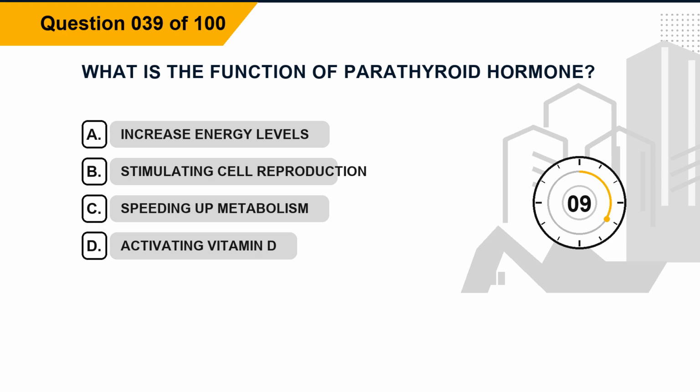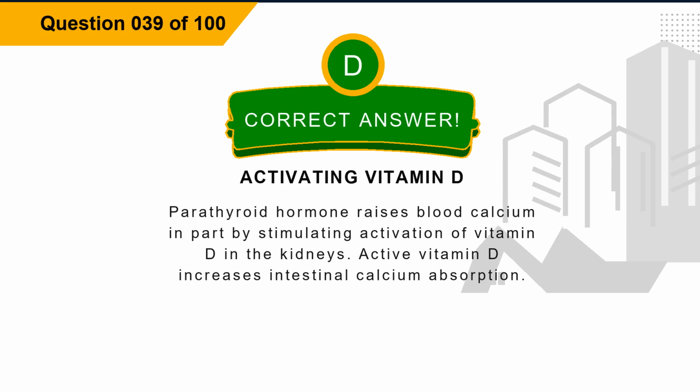Option A: increase energy levels. Option B: stimulating cell reproduction. Option C: speeding up metabolism. Option D: activating vitamin D. The correct answer is option D: activating vitamin D.